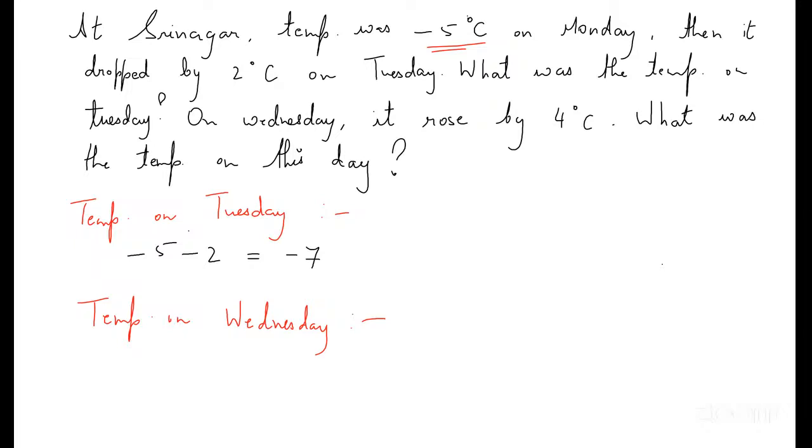So I was explaining, temperature on Tuesday dropped by 2 degrees Celsius, so we did -2. Wednesday, now Tuesday was -7. From -7, it rose 4 degrees Celsius. So +4. Minus plus is minus. So -3 degrees Celsius. Okay, understood now?